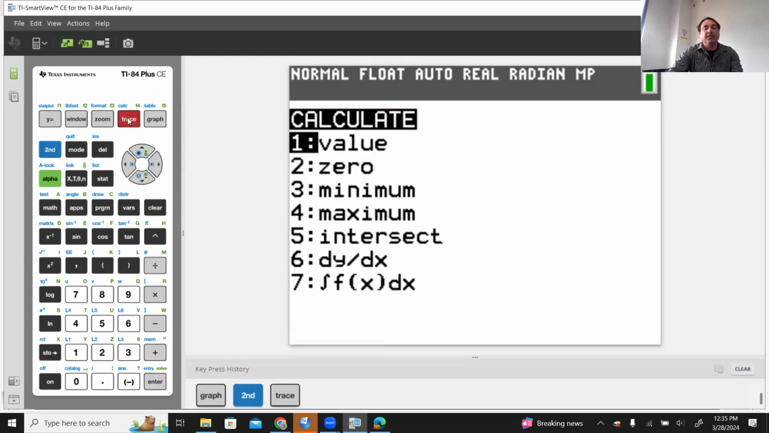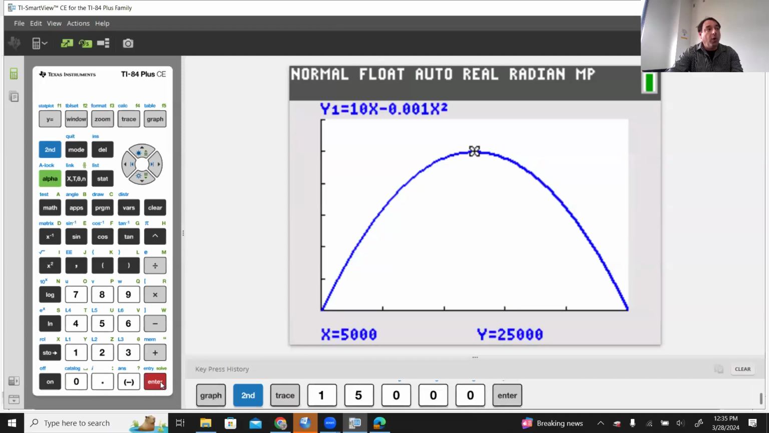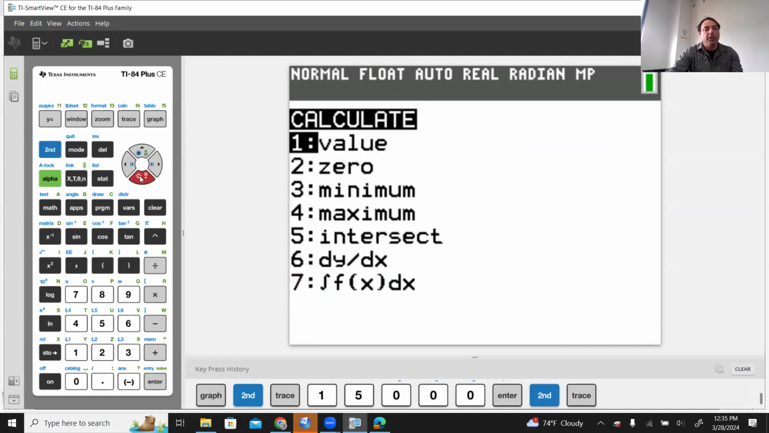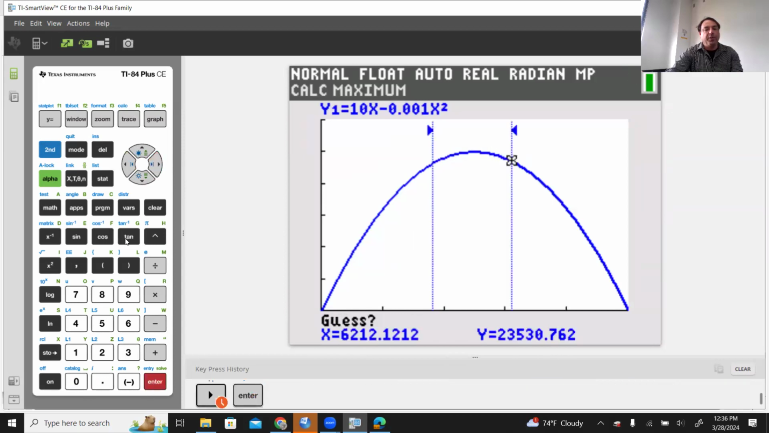Second trace, number 1 for value. Type in 5,000, you're on the top. Or because we have the calculator, we could also do second trace. We're looking for maximum, which is number 4. Go to the left, enter. Go to the right, enter. Guess where you think it is, enter.